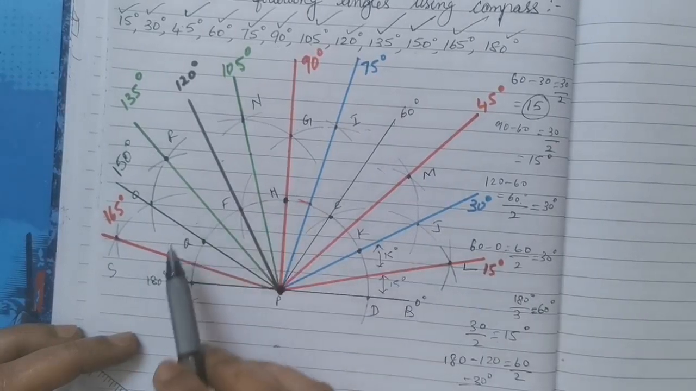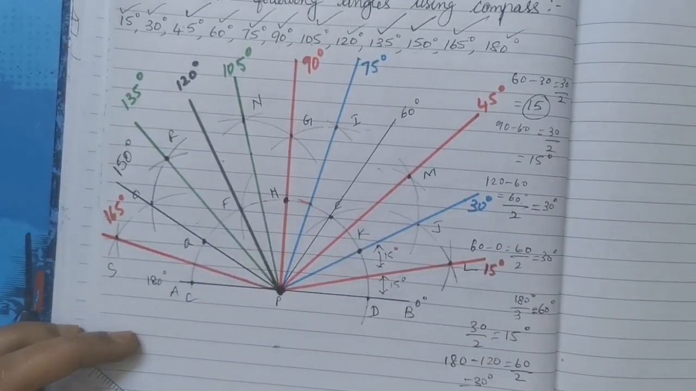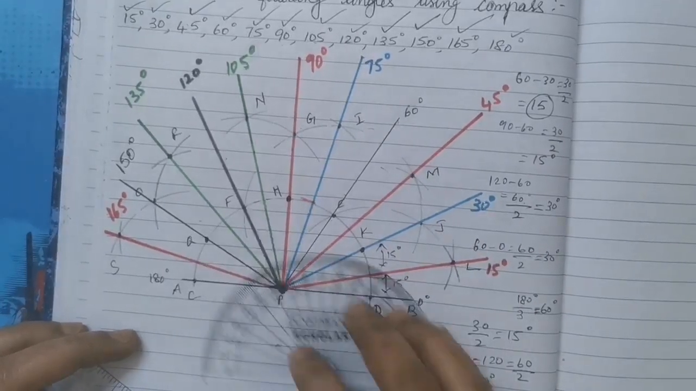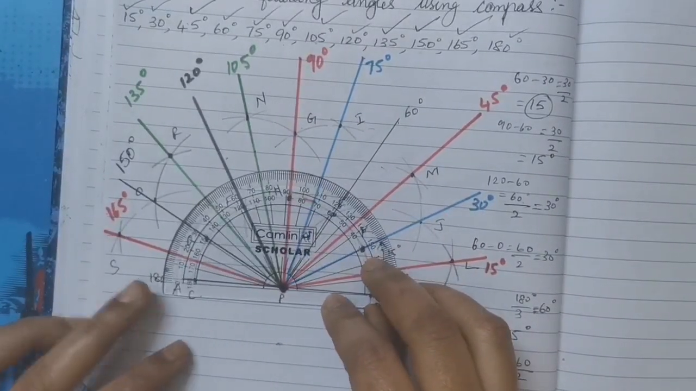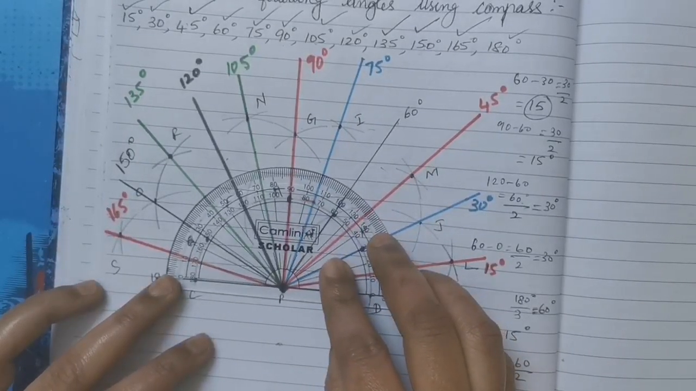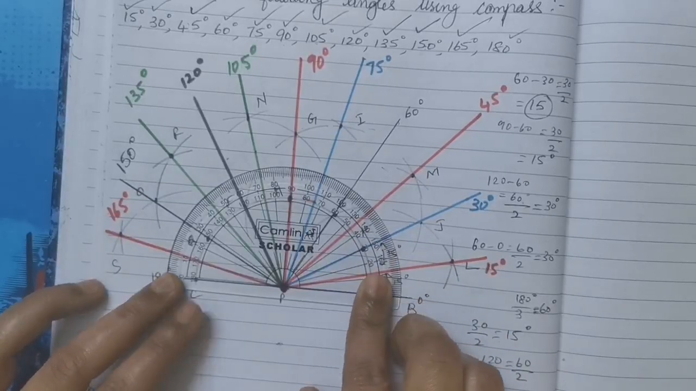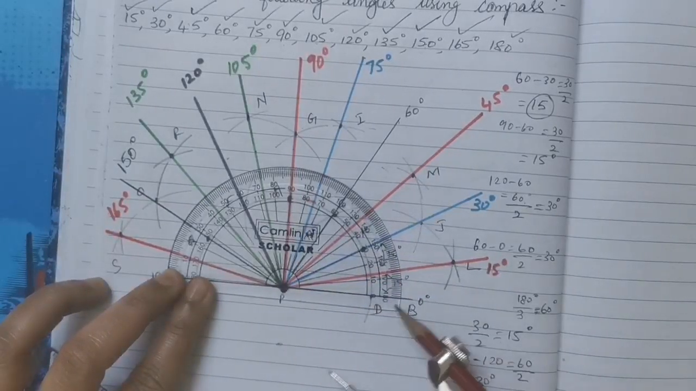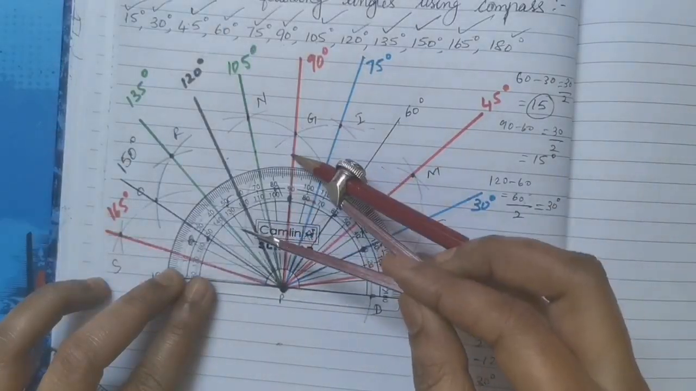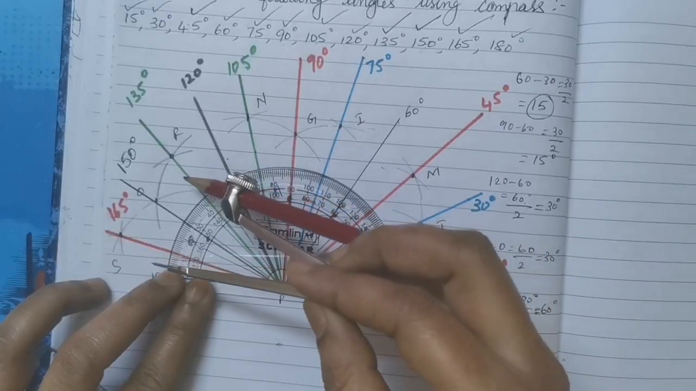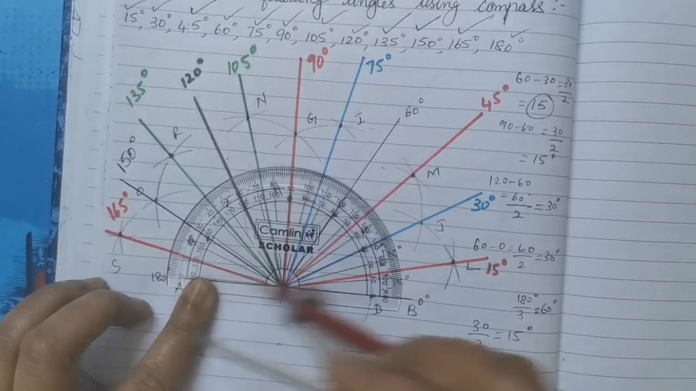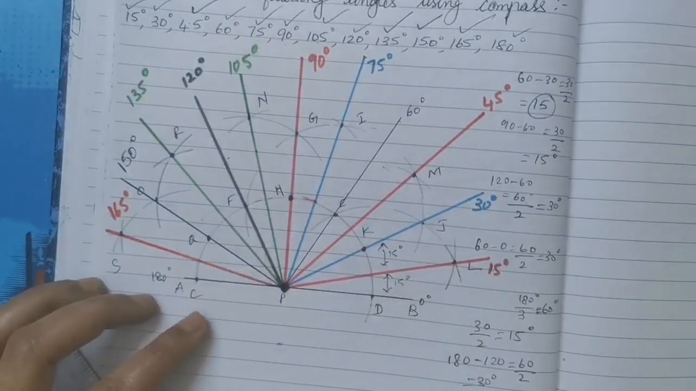So this is how we will mark our angles using compass. So now when you check with your protractor, if you keep it in the correct position and check, you can find all the angles marked in a correct way. 15, 30, 45, 60, 75, 90, 105, 120 degree, 135 degree, 150 degree, 165 degree, and finally 180 degrees on our base. Thank you.